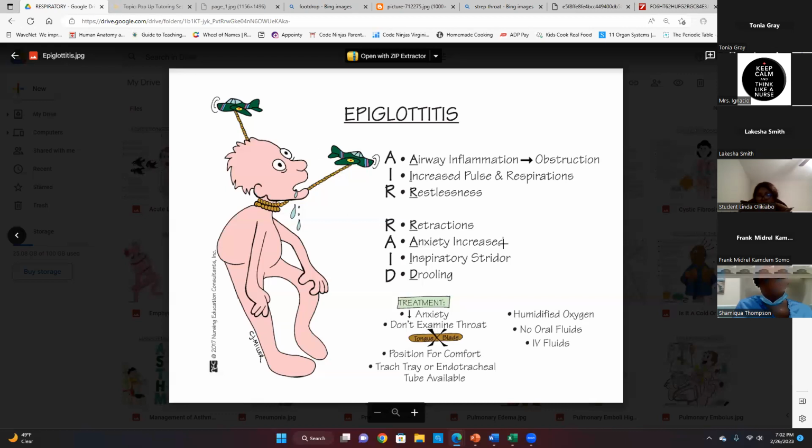Epiglottitis is a really good NCLEX question that you should definitely not forget when you're taking the NCLEX. This could be a select all that apply question. This could be a drag and drop question. This could be a part of a case study. So epiglottitis is a really good kind of question.